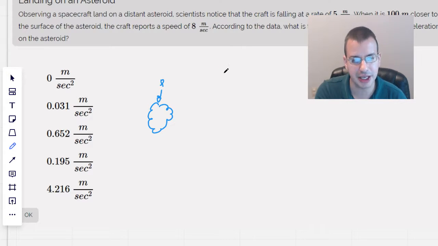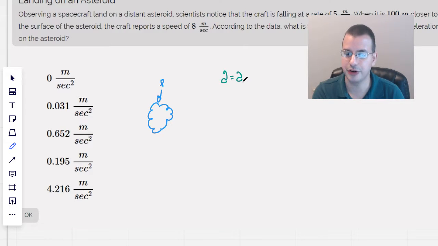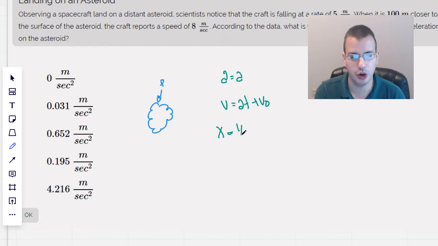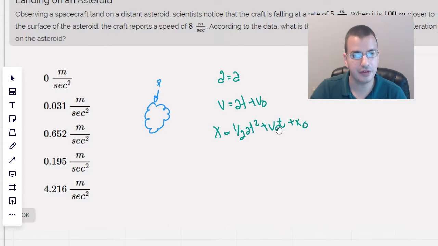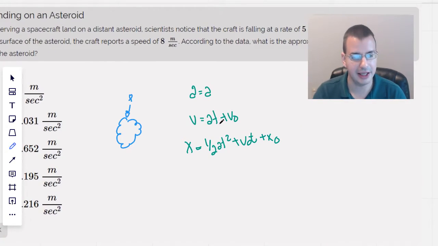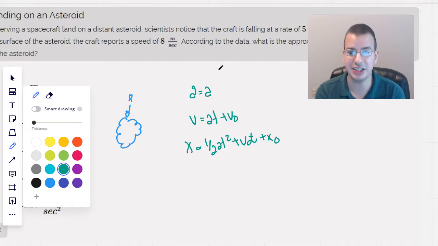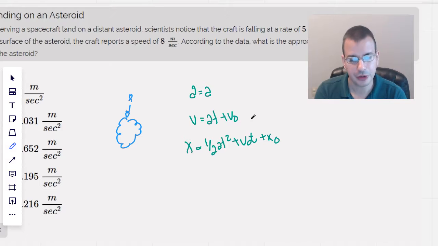So this is going to be a kinematic equation. We're going to assume the acceleration is some sort of constant. A equals A in this case. Velocity equals AT plus V naught. X equals 1/2 AT squared plus V naught T plus X naught. So we're given velocity, so I'm going to start by looking at this one, and then maybe that one as well, because we are given a distance, 100 meters.